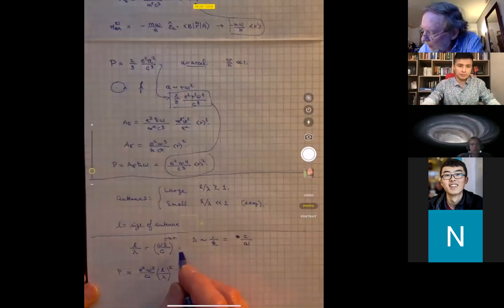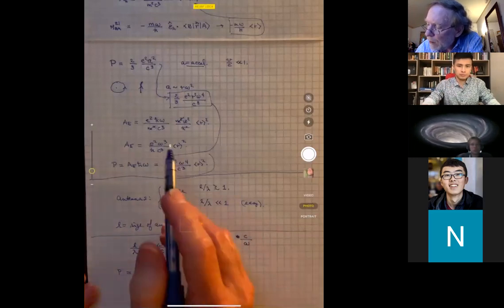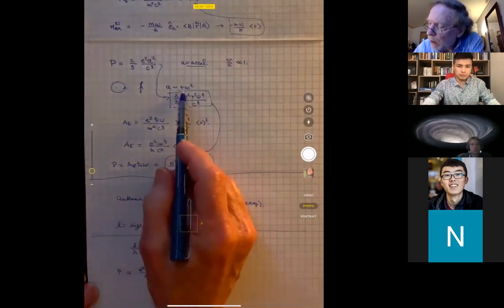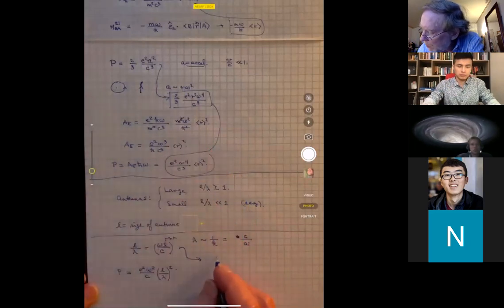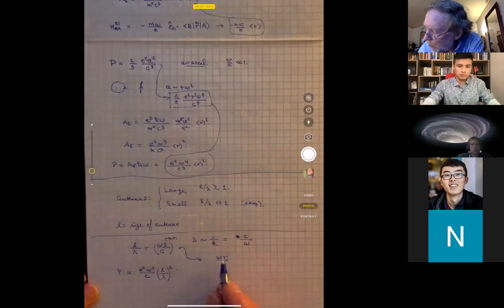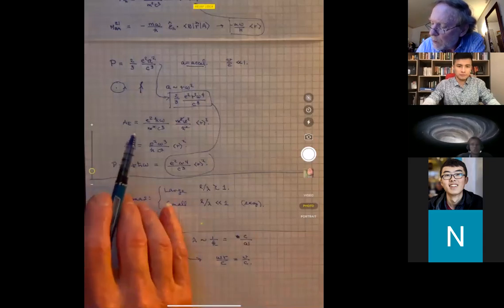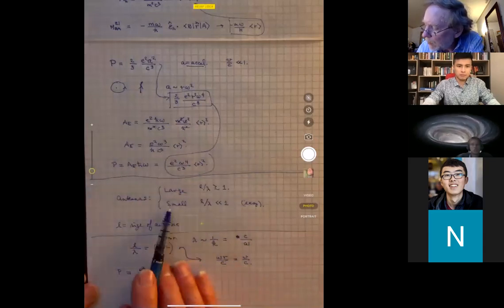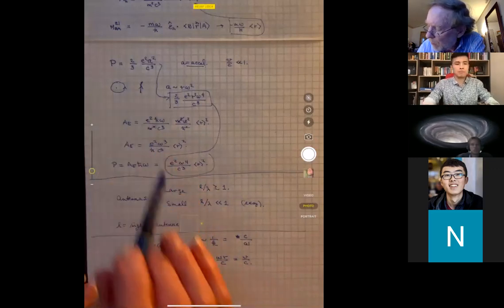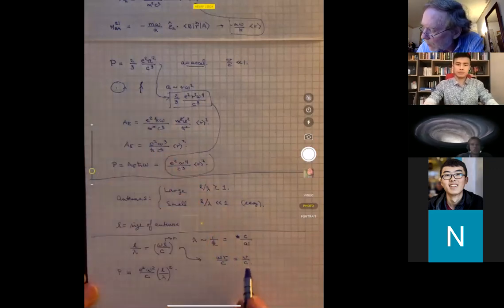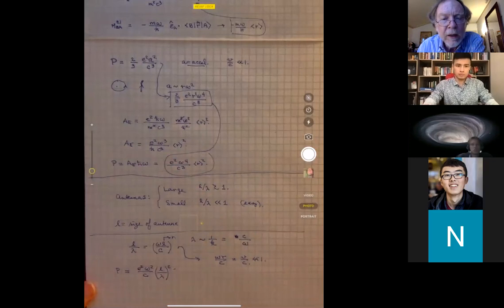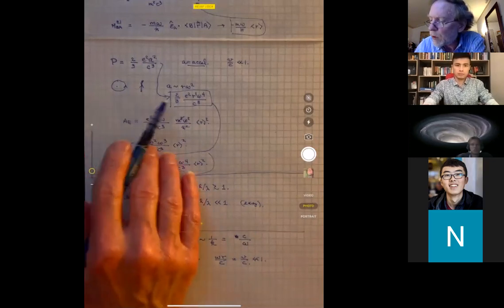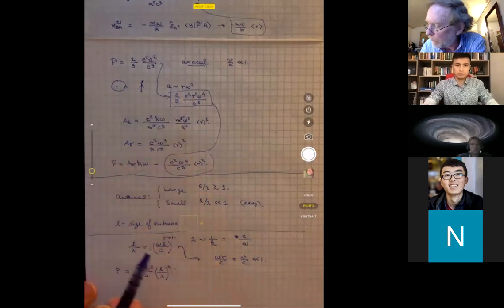Now, by the way, this L over lambda, if the L is identified with the radius R here, I can write as omega R over C. Omega R for the harmonic motion is just the velocity, so this becomes V over C. So the small antenna limit for the Larmor formula is equivalent to saying that the velocity of the oscillating particle, V over C, is much less than 1, which is to say that it's non-relativistic. So this is basically a small antenna non-relativistic formula.